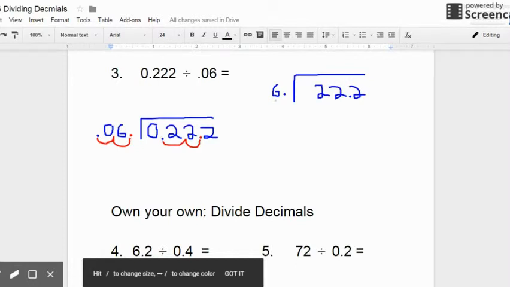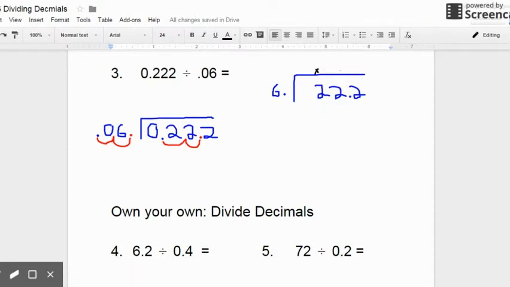Okay, we have a whole number 6. How many times can 6 go into 2? It can't. But how many times can 6 go into 22? I believe that's 3 times, because 3 times 6 is 18. We do the subtraction. 2 minus 8 we can't do, so we have to borrow. So let's cross it out, put a 1, make this 12. 12 minus 8 is 4. Go ahead and bring down the 2.